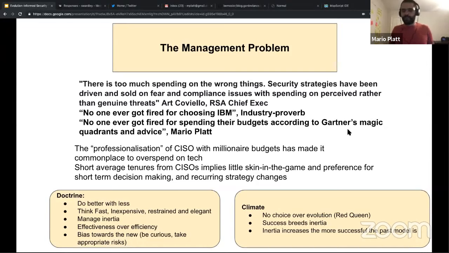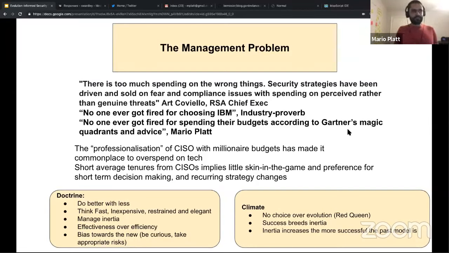And so we also have that old IT phrase, no one ever got fired for choosing IBM. So I have my own security version of it, which is no one ever got fired for spending their budgets according to Gartner's Magic Quadrants, right? Which I also think is part of the problem.